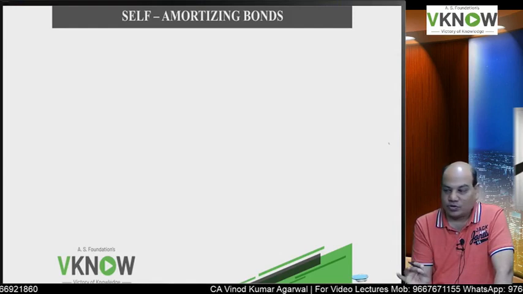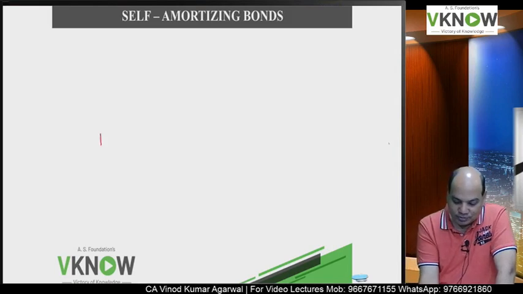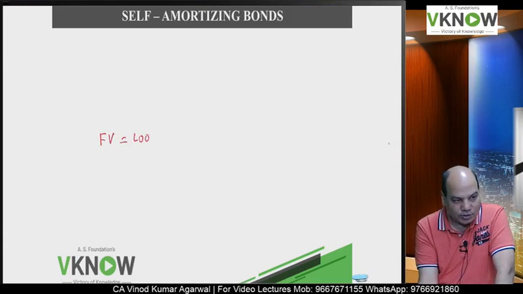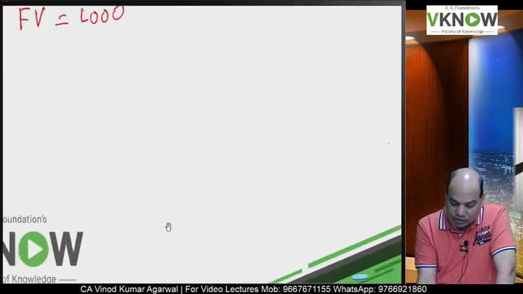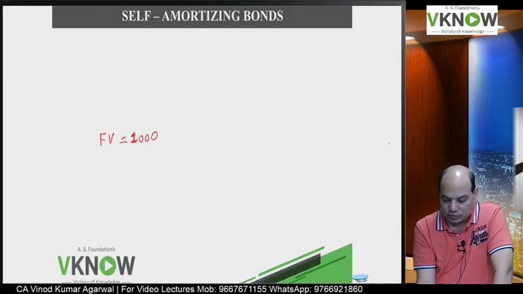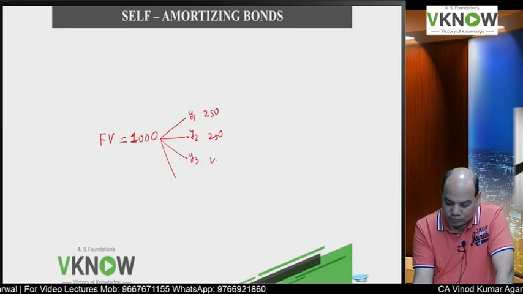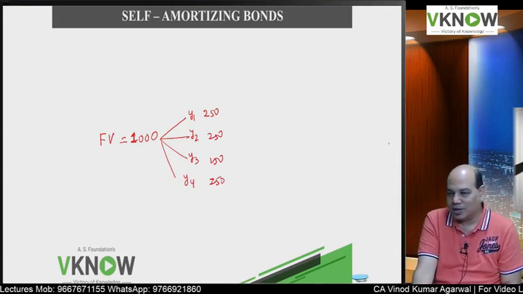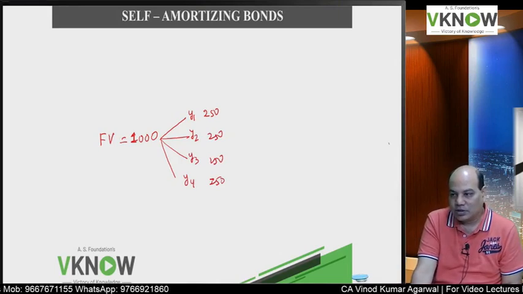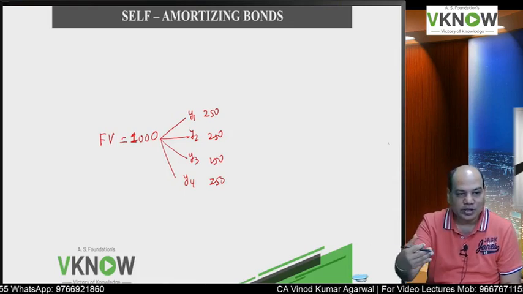The third category, self-amortizing bond. First understand the concept. Face value is 1000 rupees. But the company says we are going to redeem this 1000 rupees in 4 installments: year 1 250, year 2 250, year 3 250, year 4 250. So the principal amount is redeemed in installments. That is self-amortizing.